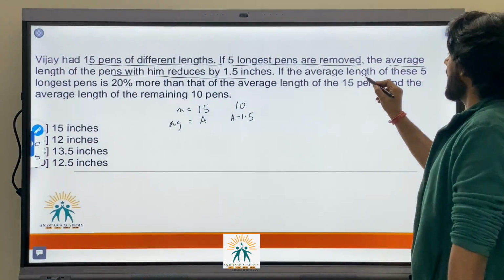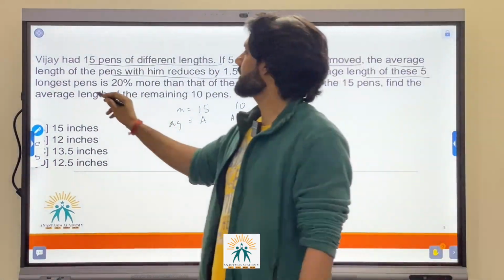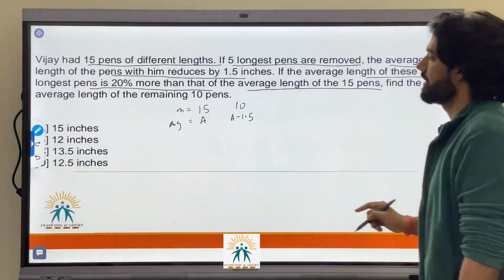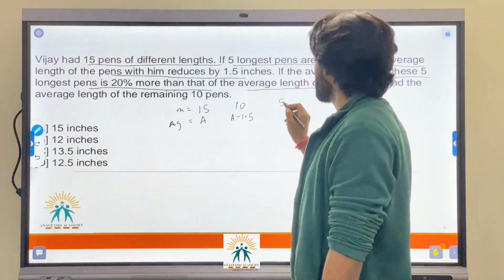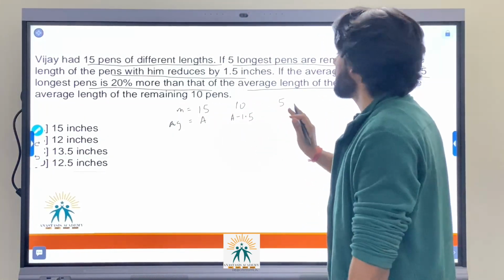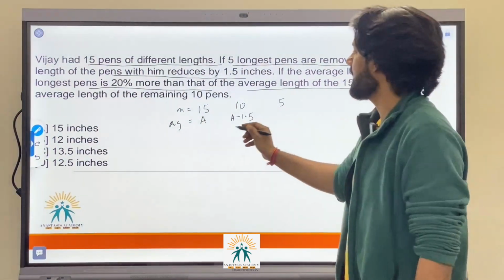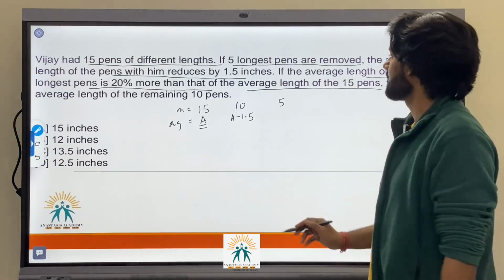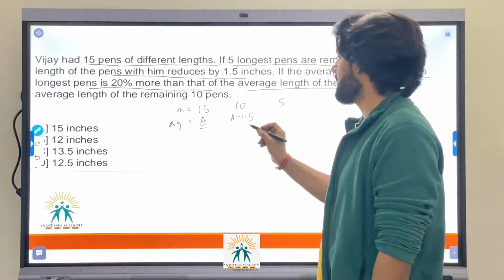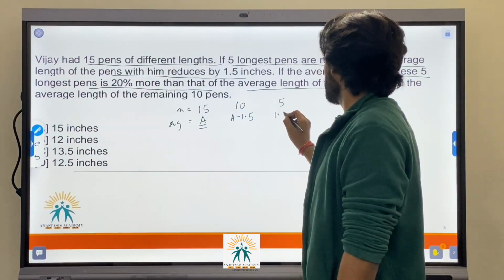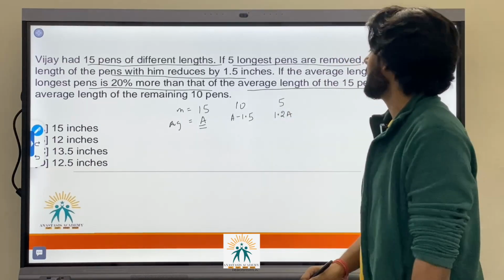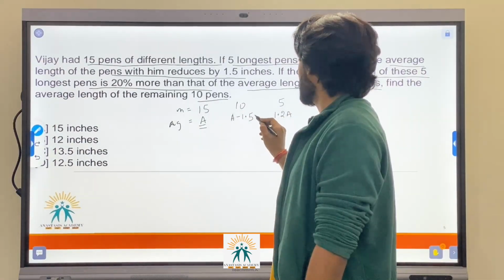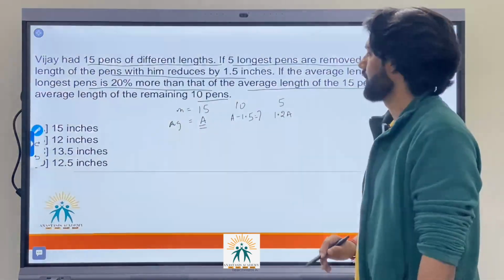If the average length of these 5 longest pens is 20% more than that of the average length of 15 pens. So the average of these 5 longest pens is 20% more than the total average length of these 15 pens. So the average of these 5 longest pens is 1.2A. Now find the average length of the remaining 10 pens. I have to find this value.